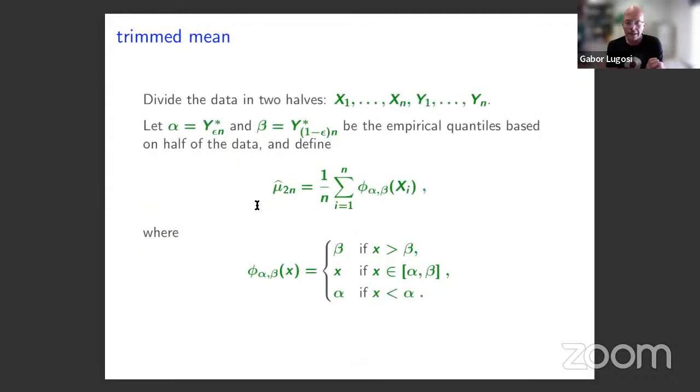Here in this talk, I will focus on a slightly modified version of the trimmed mean estimator, which is essentially equivalent to it, but turns out to be a little bit more convenient to work with. Here we divide our data randomly into two halves. I denote one half by x's, the other by y's. We use the y values to find the epsilon n and the 1 minus epsilon n quantiles of the data. I call these quantiles alpha and beta. Now in the x sample, we trim everything that falls outside of this interval, down to beta and up to alpha, and take the average of these clipped values.